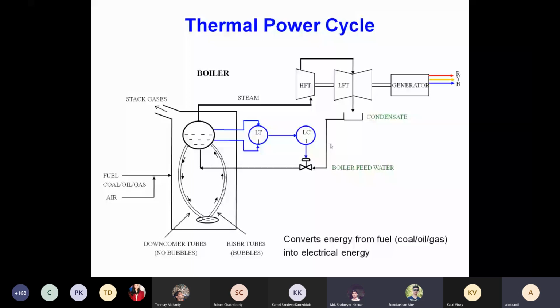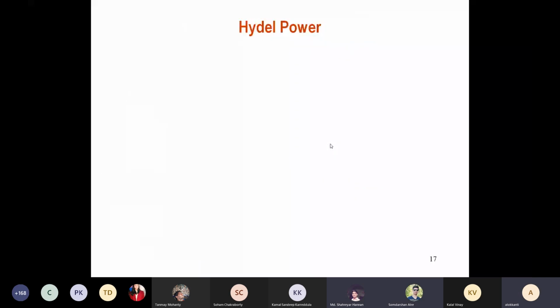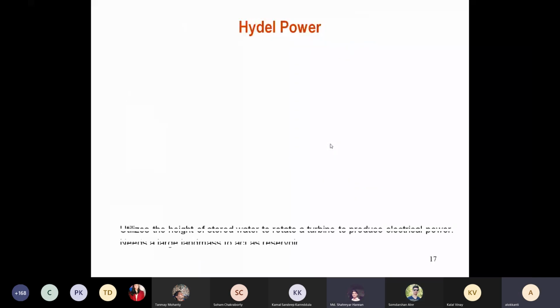Brief about the thermal power cycle, because that supplies bulk of the power in a country like India, since we have a lot of coal, but it has other disadvantages like pollution and increasing the carbon footprint. Now the other source of power is the hydel power. Some of you must have seen some hydel power plant.